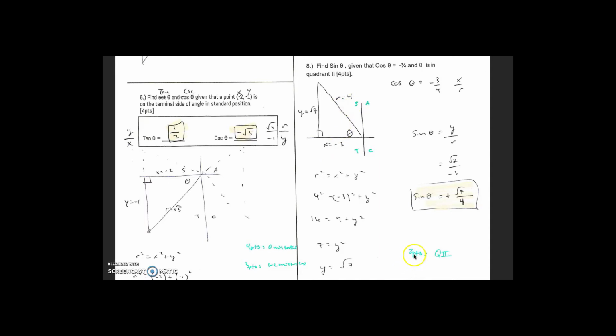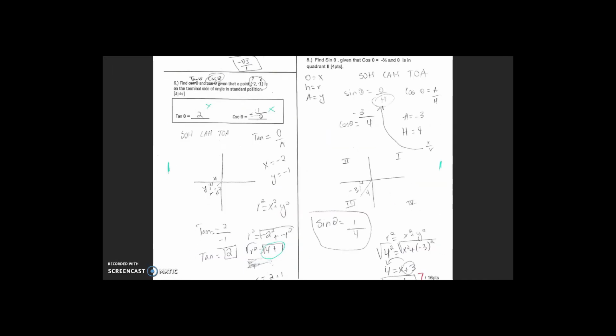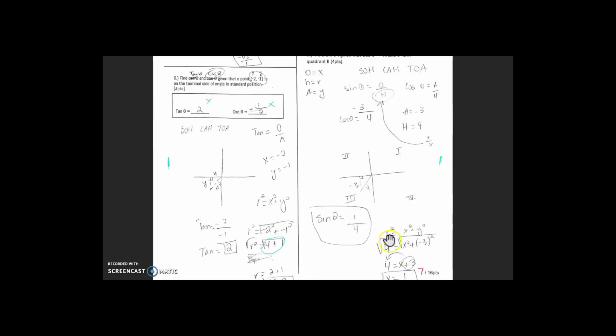2 points if you knew it was in quadrant 2, like you drew a triangle here. 3 points if you kind of made a subtraction sign. Let's look at some work. Here's some student work. See, they canceled their squaring, so that should have been 16 to 9.